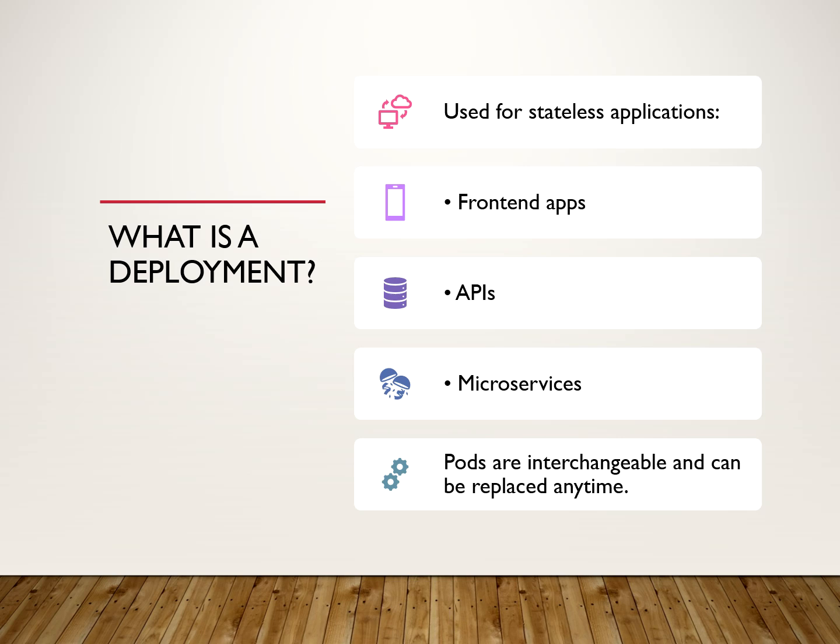Let's take a little deep dive here. A deployment uses replica sets internally, and the replica set ensures that the desired number of pod replicas are always running. So if you configure 3 replicas and one pod dies, Kubernetes will immediately create a replacement pod.